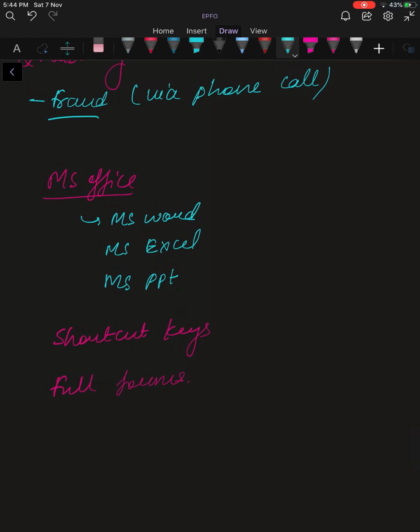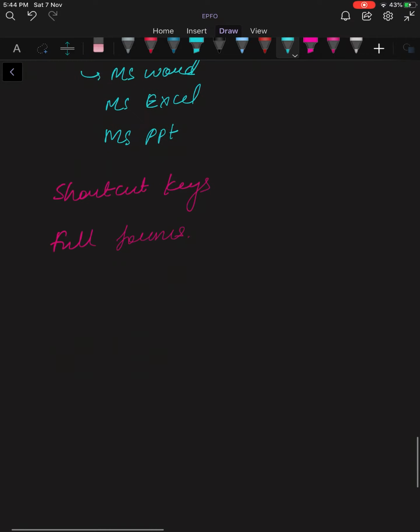And then MS Office, we'll have to learn about MS Word, MS Excel, MS PowerPoint, and we also know about the shortcut keys. Questions may be asked from them, and full forms of various computer related terms.